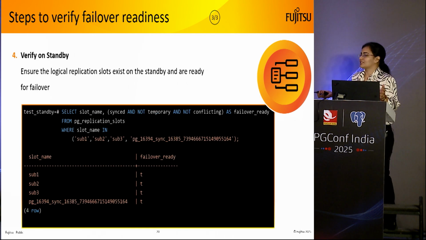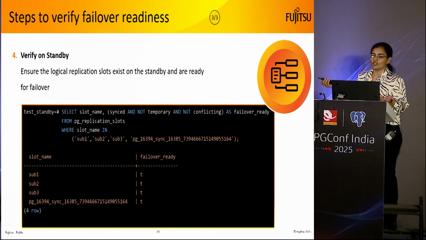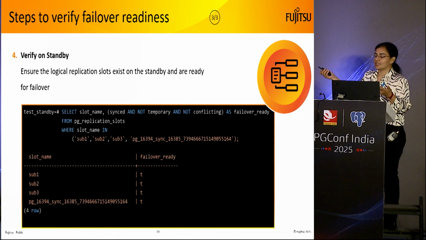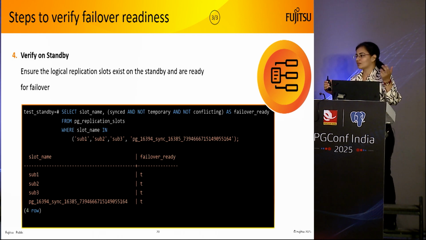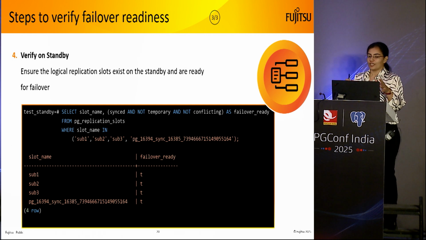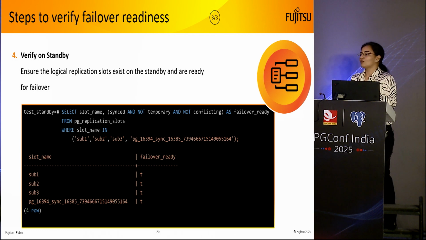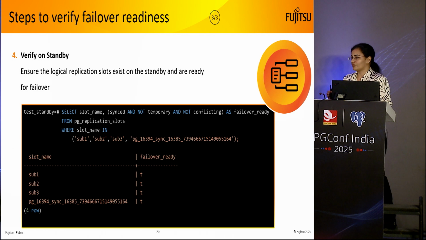Now, you verify on the standby if you have all those slots synced or not. So, to do that, you just have to run a query on pg_replication_slots with this list you just got in the previous queries. As soon as you run the query, make sure you are getting all the slots which are mentioned in this list, and this failover_ready is true for all the slots. So, if this is true for all the slots, your standby is good to go, you can promote it to primary and logical replication will resume without any issues.